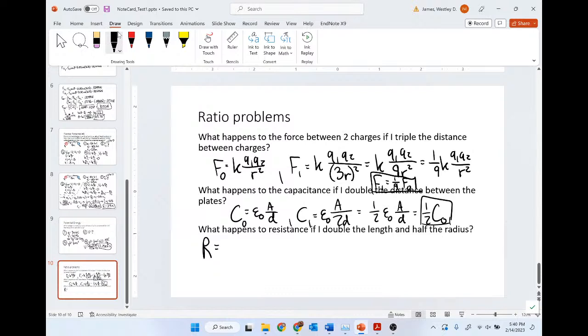Anyone find it? Starts with a row. Anyone know what comes next? There's an area on the bottom, length on the top.